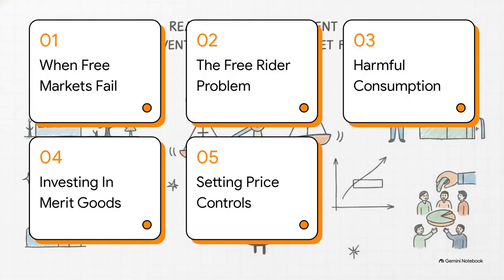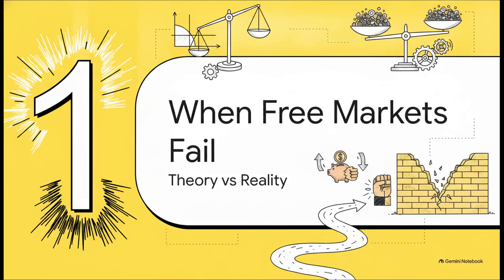So here's our game plan for today. We're covering 5 key areas. First, when free markets fail. Second, the free rider problem. Third, controlling harmful consumption. Fourth, investing in merit goods. And finally, setting price controls. Let's get into it. Starting off with Section 1, when free markets fail.